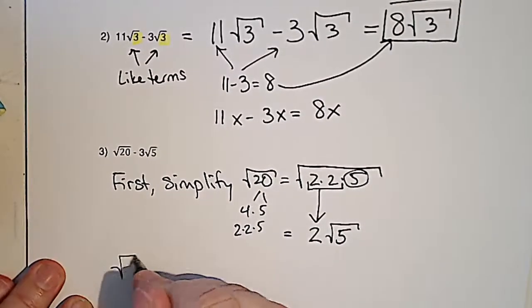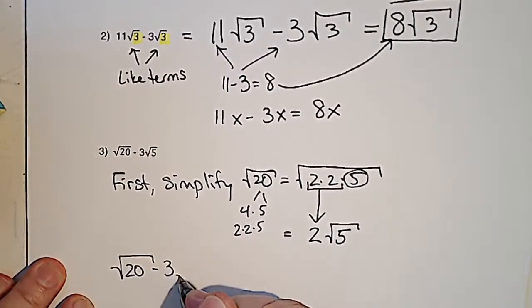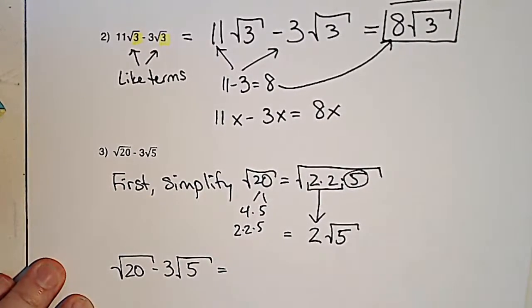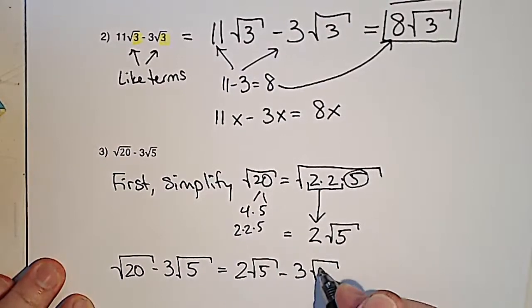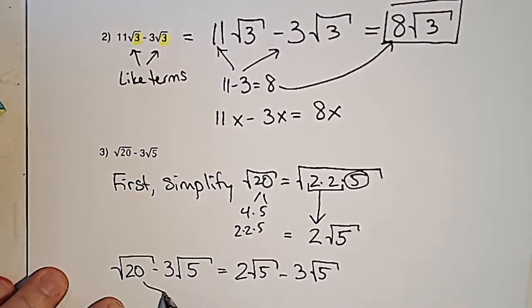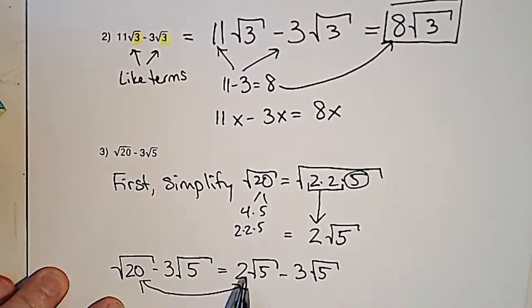So when I said we had radical 20 minus 3 radical 5, what we actually have is 2 radical 5 minus 3 radical 5. Do you see that? Radical 20 is really the same thing as 2 radical 5.